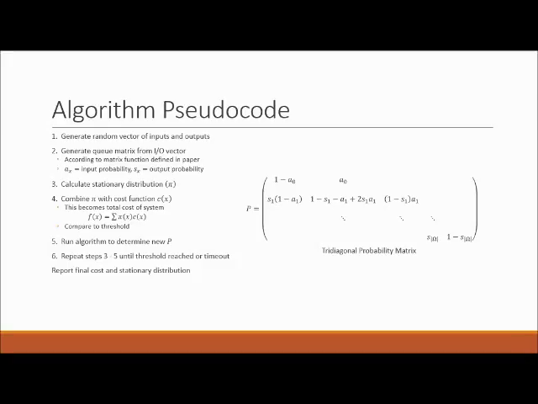We then run the algorithm that will be discussed in a few slides to determine a new probability matrix, and repeat these steps until a threshold is reached, or in many cases, we time out and no optimization can be done. Once these are all done, we report the final cost and stationary distribution.